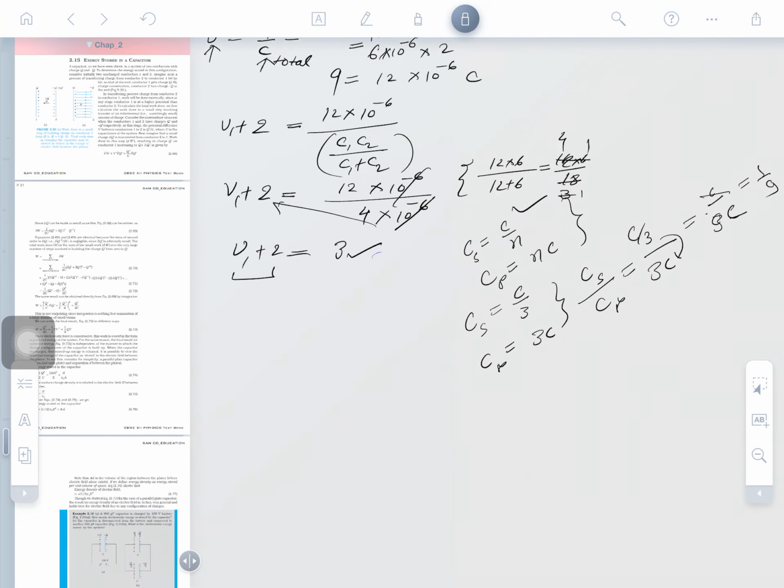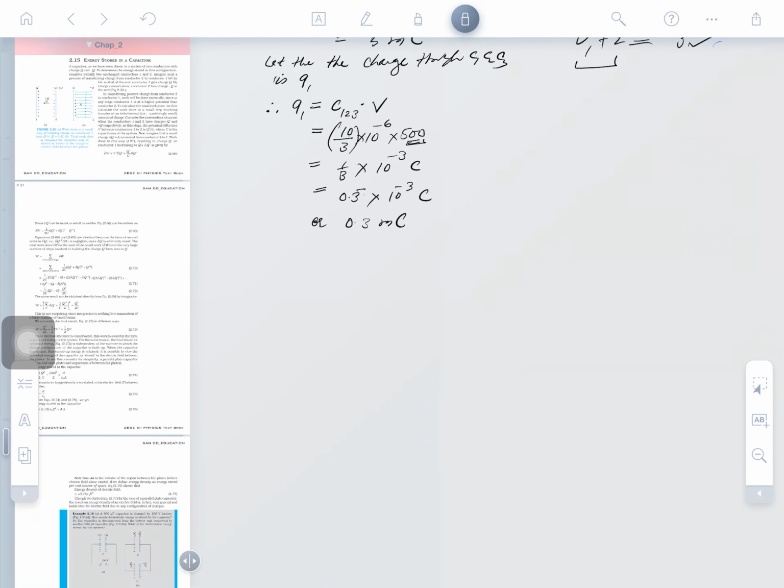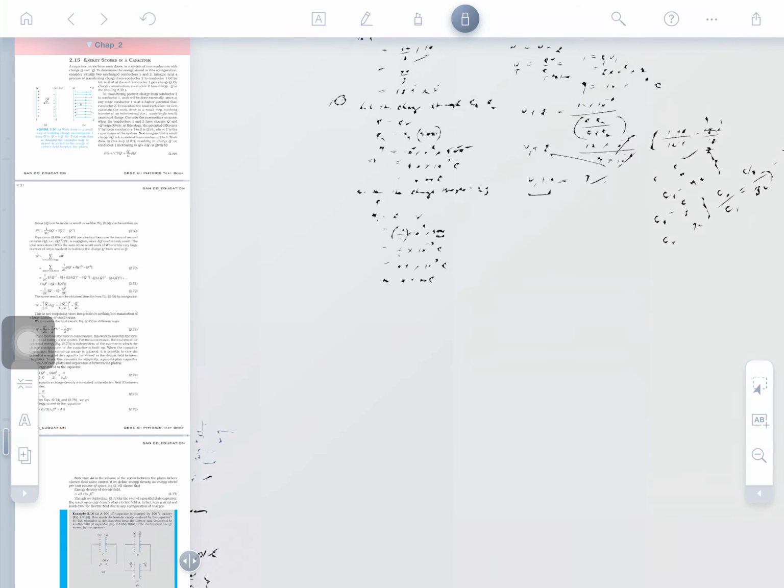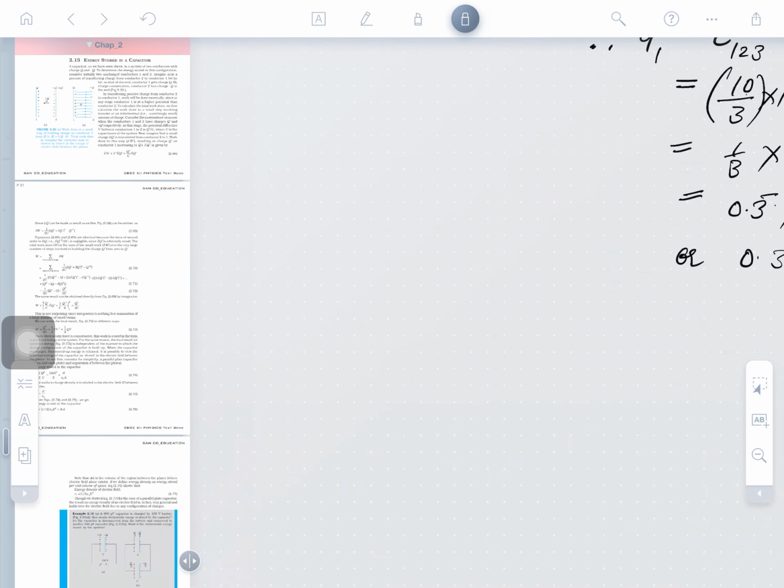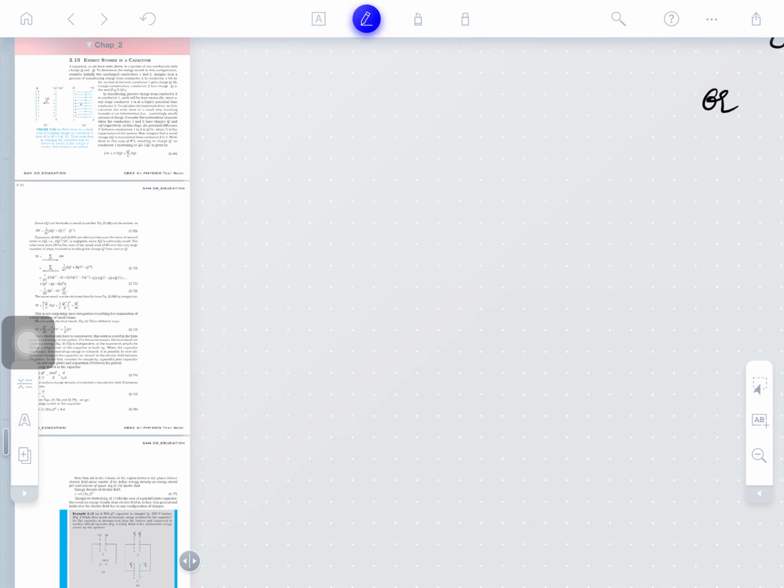So how can we find out the energy? The method of finding the energy. I am telling the method of finding the energy stored in a capacitor. So what we can speak here, the energy stored in a capacitor.